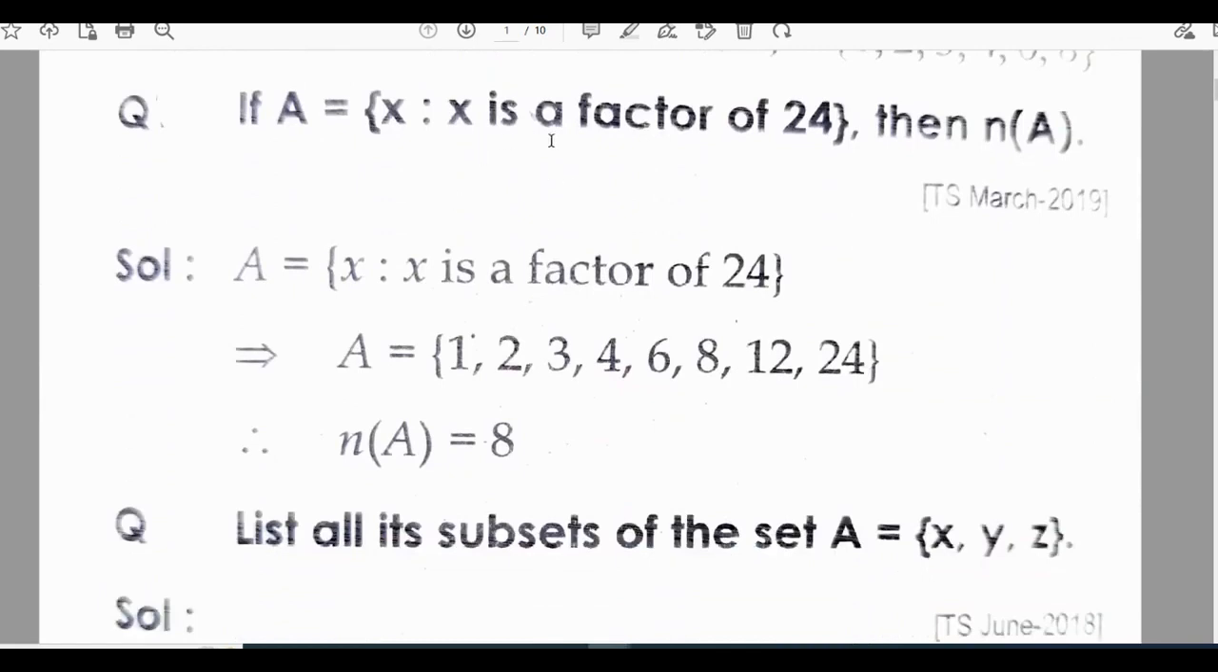A is equal to x such that x is a factor of 24. Then find n of A. First we have to convert this into roster form. Factors of 24 are 1, 2, 3, 4, 6, 8, 12, 24. It has to be there in some table or the other, students. In this, all the elements in the A set are the factors of 24. So 1, 2, 3, 4, 5, 6, 7, 8. So the number of elements in A is 8.